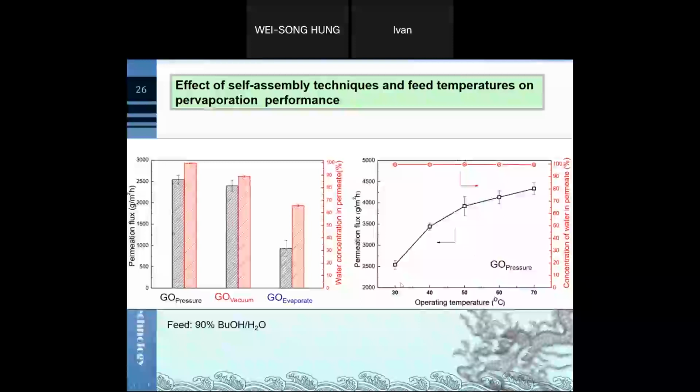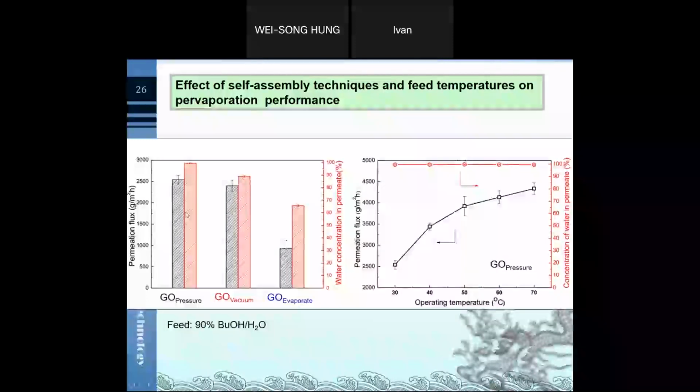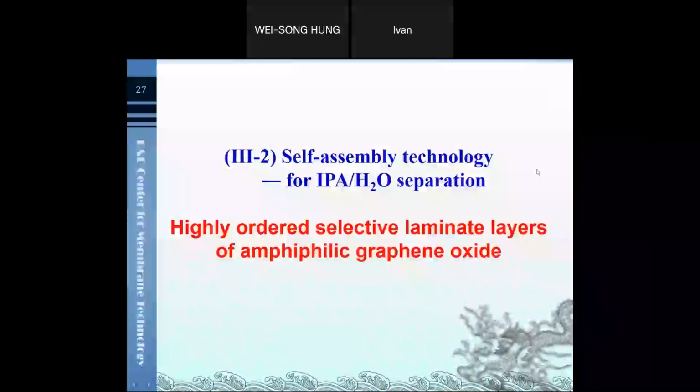So for the data of the membrane performance for butanol-water, we find that the graphene oxide membrane prepared by the pressure-assisted method has high permeation flux and high water concentration. Even at a high feed temperature, the water concentration can still be maintained higher than 99%. In the second part, we're talking about isopropanol separation.